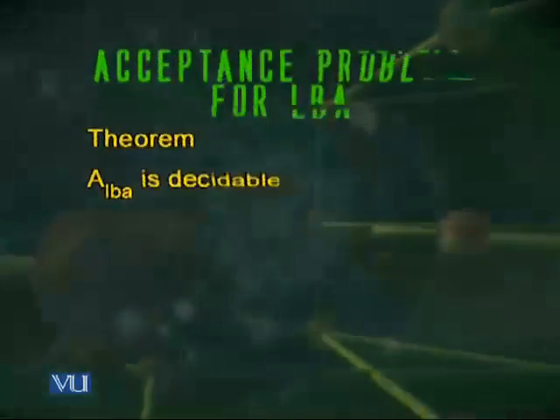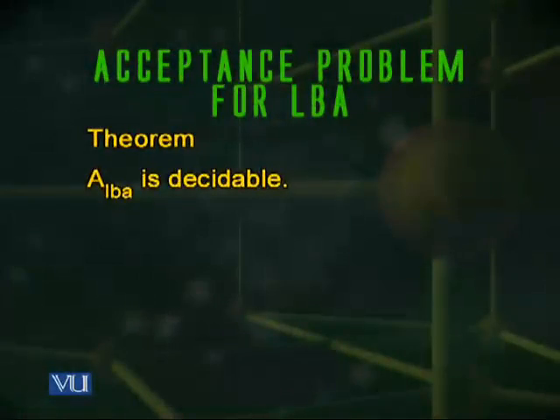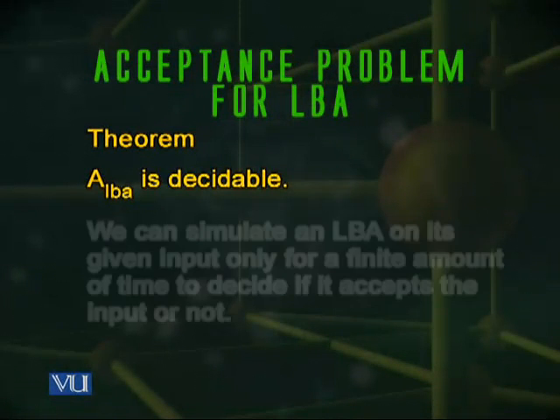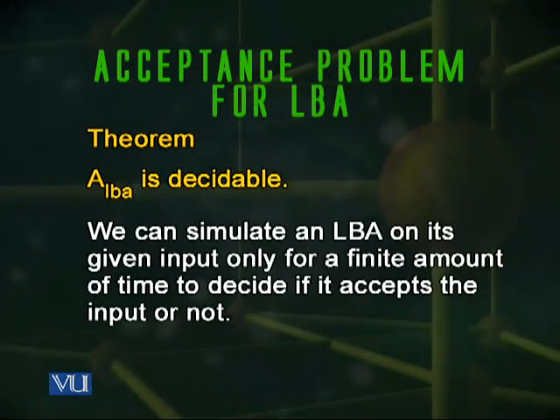Let's have a look. We want to prove that ALBA is decidable. The main point is we can simulate an LBA on its given input only for a finite amount of time to decide if it accepts that input or not. Let's look at a decider for ALBA. Let's formally give a decider which decides ALBA.